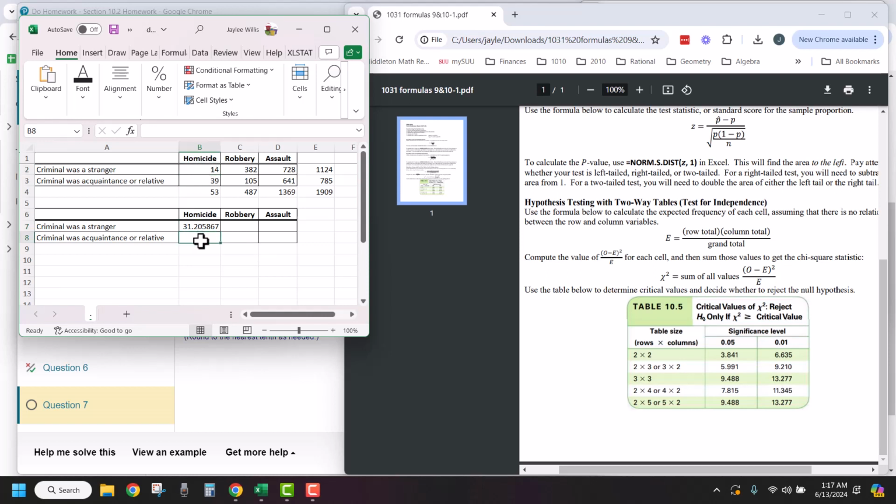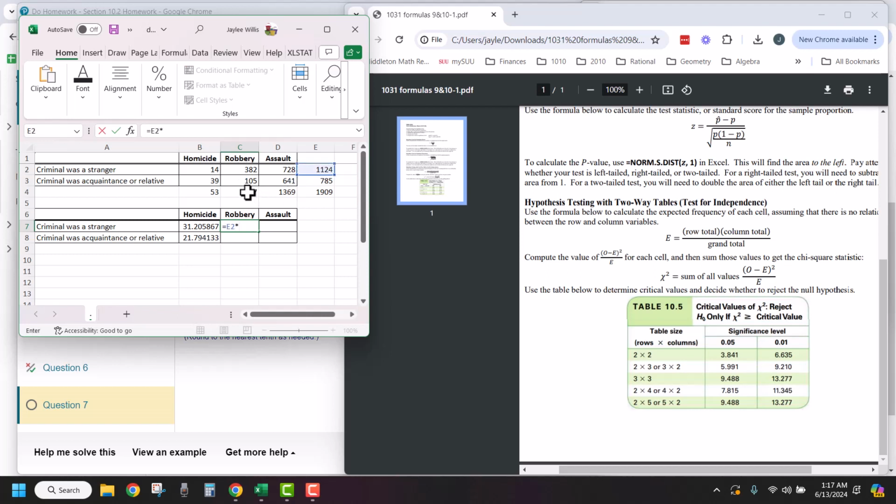And then I'm going to continue doing this. So for a homicide where the criminal is an acquaintance or a relative, I'll do that row total times my column total divided by the grand total. And then for the robbery, do the same thing.